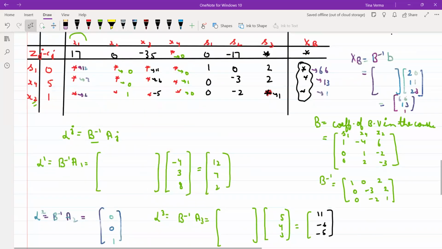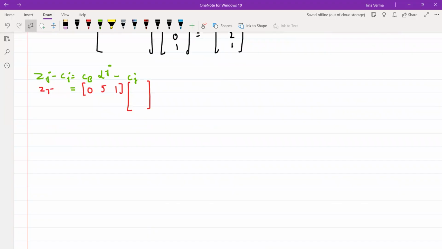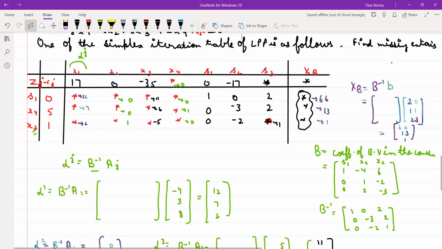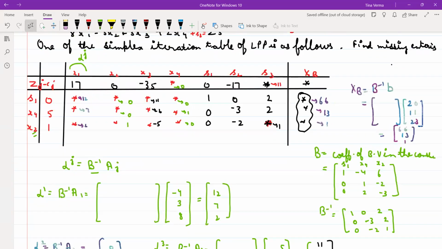That will be my Z7 minus C7. So I'll multiply alpha 7, that is my 2 2 1, minus the corresponding cost coefficient of that variable. Z7 minus C7 निकालना है ना, तो लास्ट वाले मतलब S3 का निकालना है, ठीक है? S3 का कॉस्ट कोफिशिएंट क्या है ऑब्जेक्टिव फंक्शन में? 0. So when you will calculate, it is coming out to be your 11. So this entry is my 11. Is it clear?